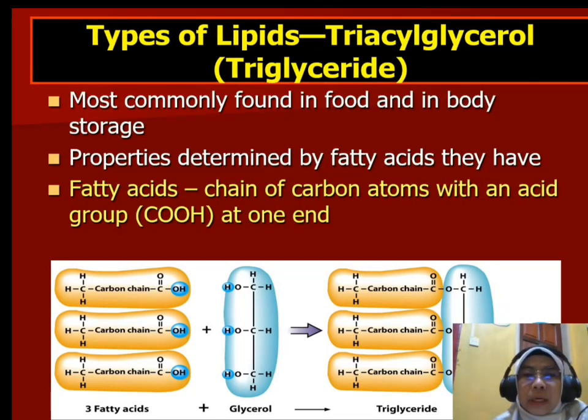How about triglyceride? Most commonly found in food and in body storage. Properties are determined by the fatty acid, and a fatty acid is a chain of carbon atoms with an acid group COOH at one end. Okay, you can see in this picture.